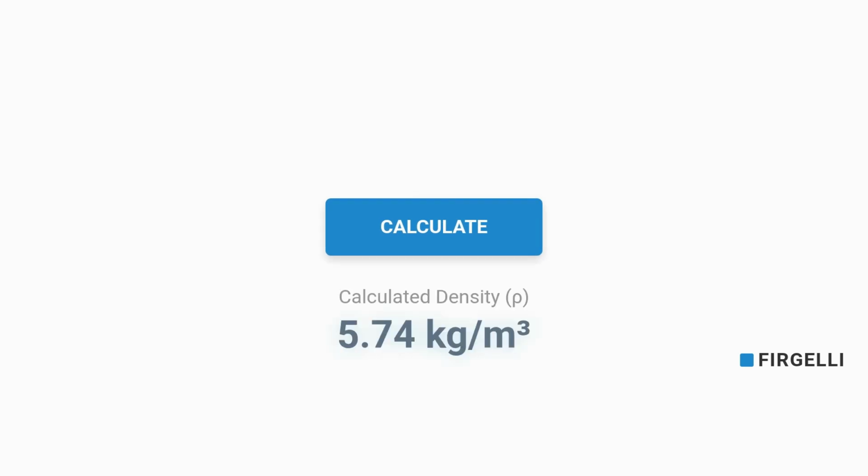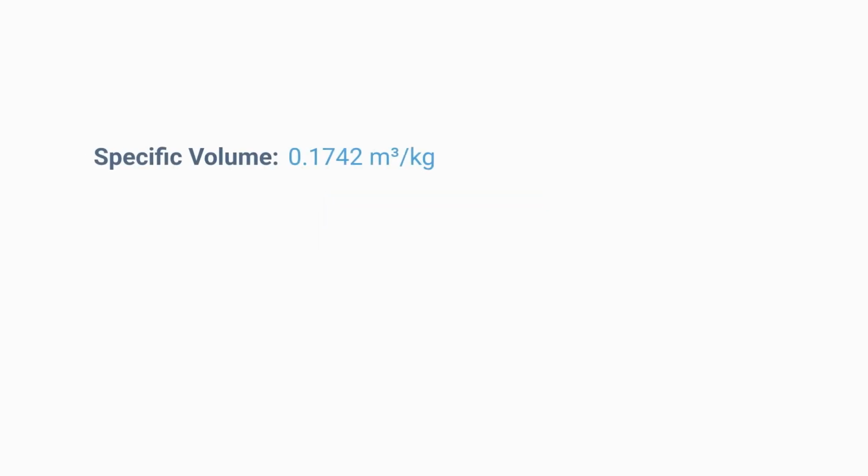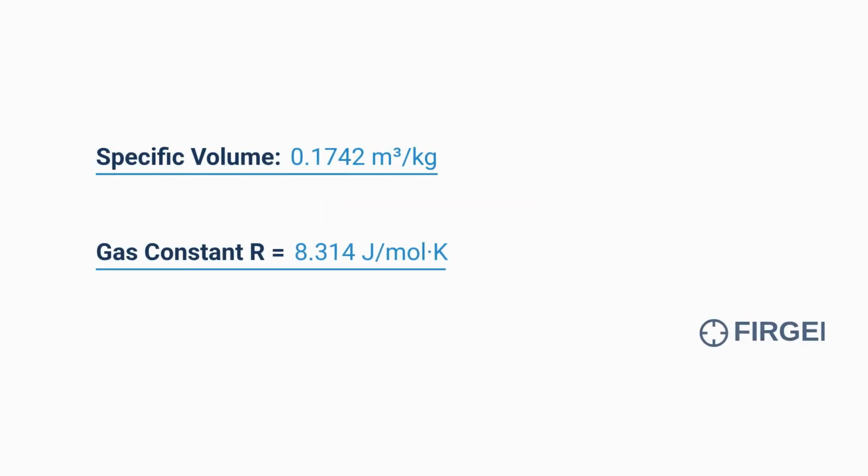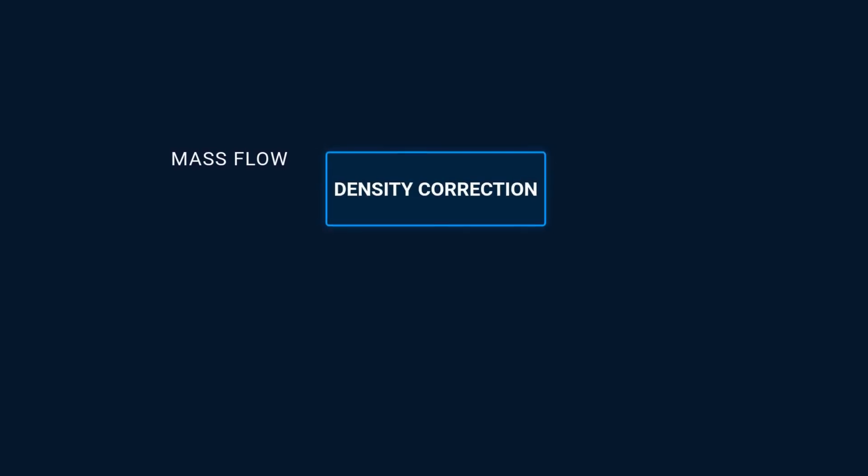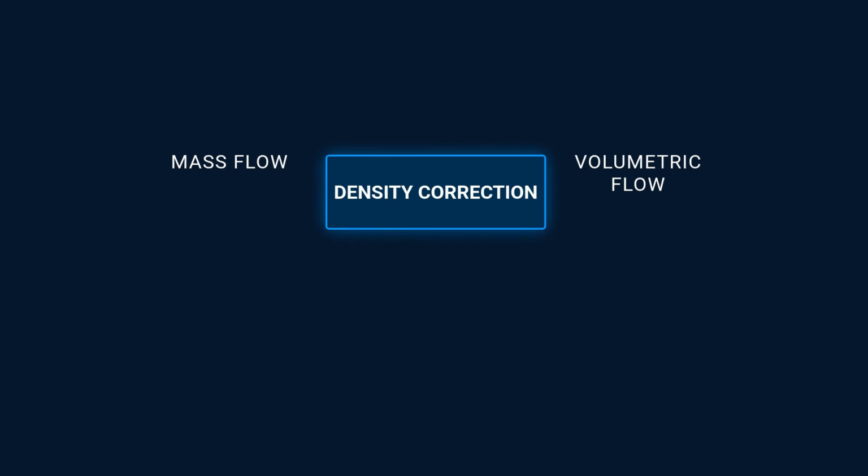Click Calculate. The calculator returns a density ρ of 5.74 kilograms per cubic meter. Notice it also displays specific volume and confirms the gas constant R equals 8.314 joules per mole Kelvin. These outputs directly inform equipment sizing decisions. Specific volume helps determine volumetric flow rates from mass flow specifications.